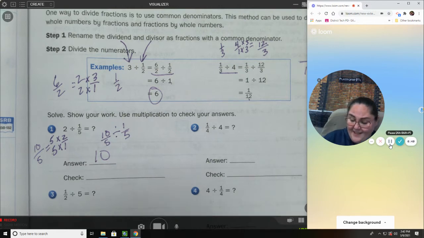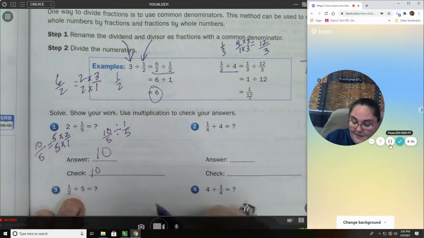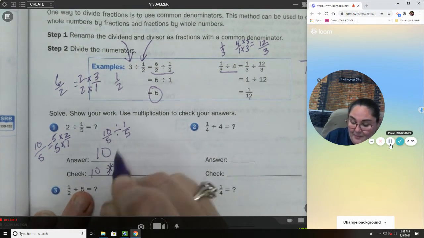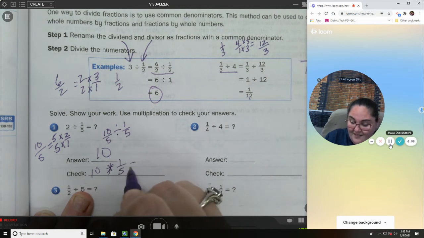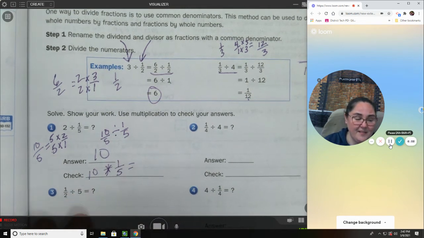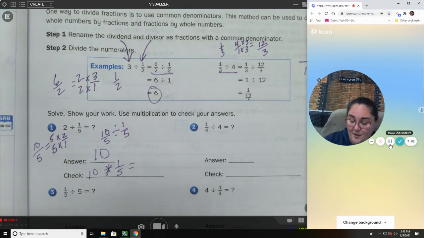Now, the way that we check this is I take this number 10 and I'm going to multiply it by 1/5. What is 10 times 1/5? Well, 10 times 1 is 10. 5 times 1 is 5. So 10/5 equals 2. That's how you do this problem.